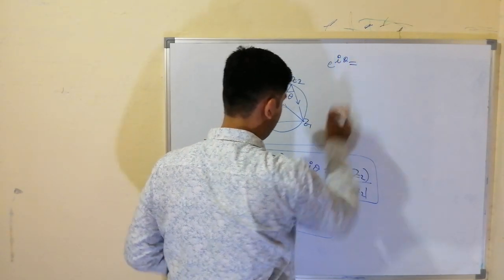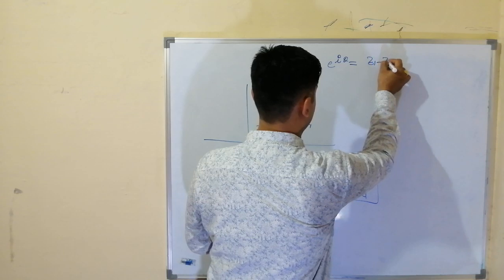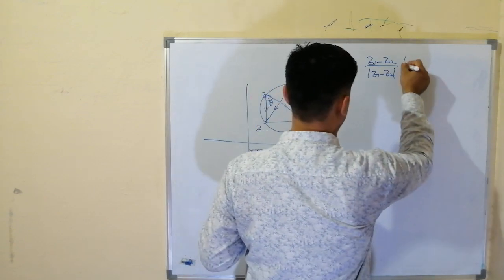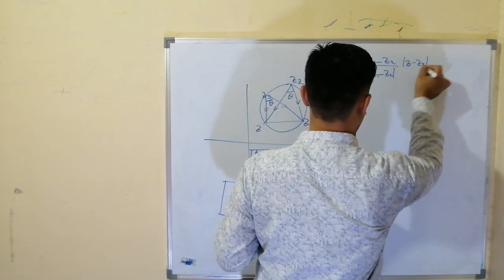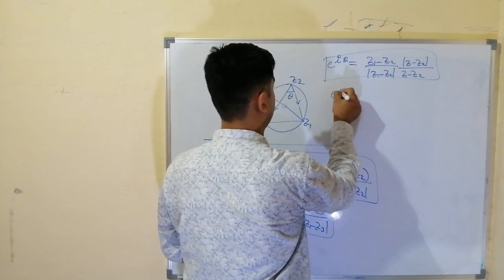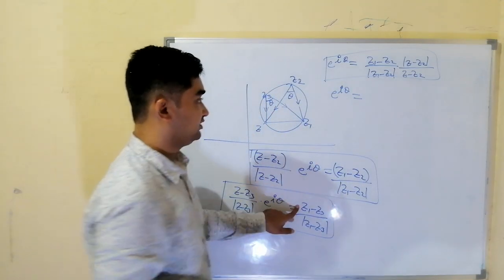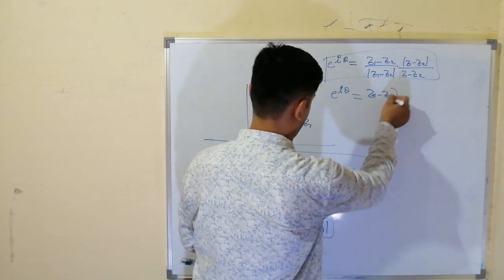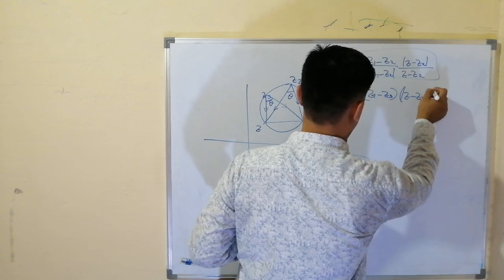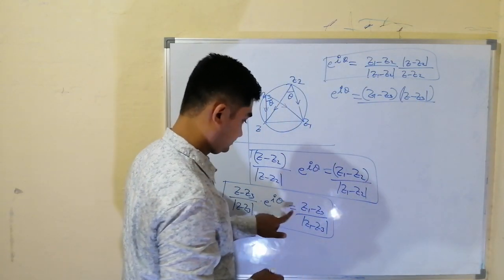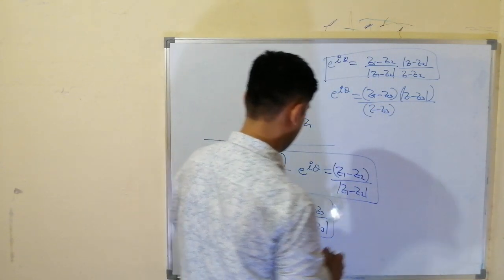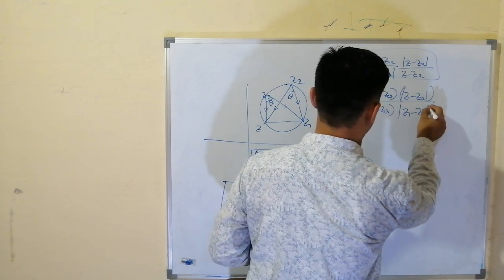Equation number 1, e power iota theta is z1 minus z2 upon mod of z1 minus z2 into mod of z minus z2 divided by z minus z2. It is equation number 1. Equation number 2 is e power iota theta is z1 minus z3 into mod of z minus z3 divided by z minus z3 into mod of z1 minus z3.